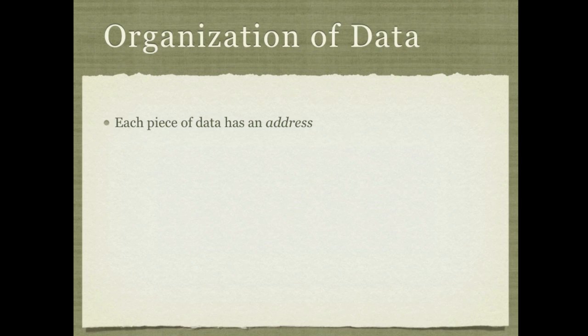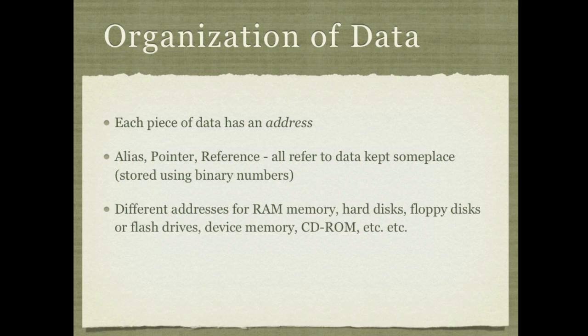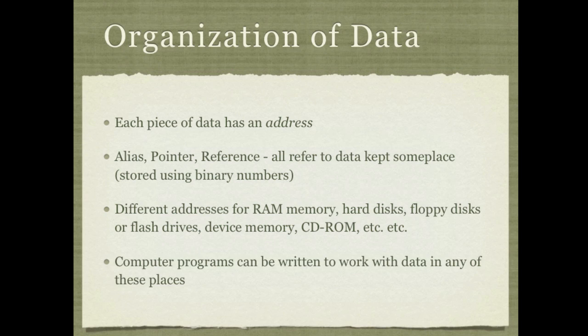As I said a moment ago, each piece of data, whether it be a song or a single sample or a document, what have you, it has an address. It has a way of referring to it. Some of the terms you'll find when using a computer are alias, pointer, reference. All of those are addresses that refer to data that's kept someplace. The computer can keep track of addresses for all sorts of storage that are connected to it. So depending on the details of the logistics of how a program needs to access the data, depending on what it is, the computer program will be written to work with the data in any of those places.